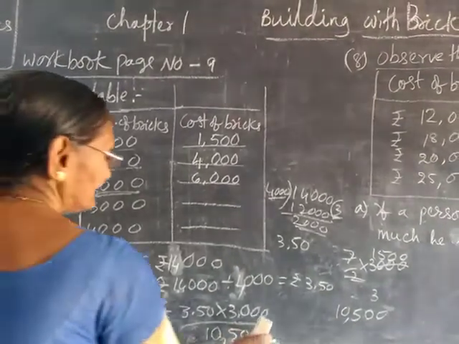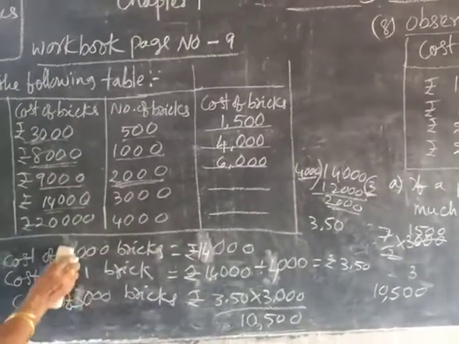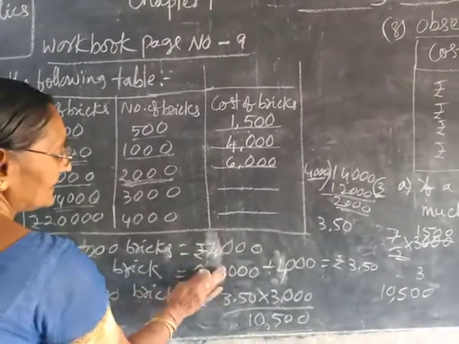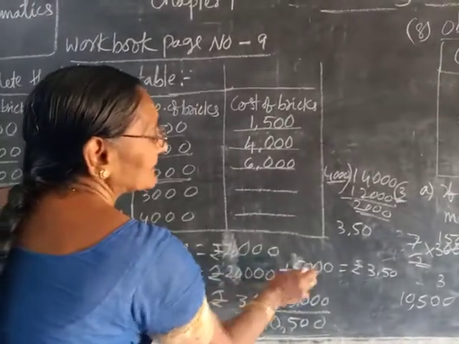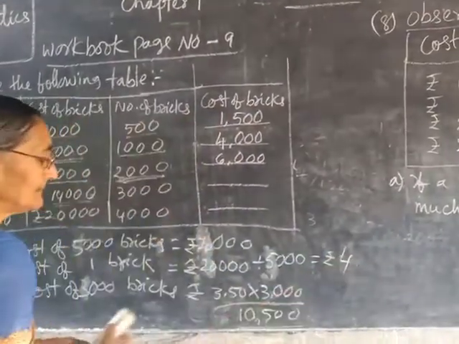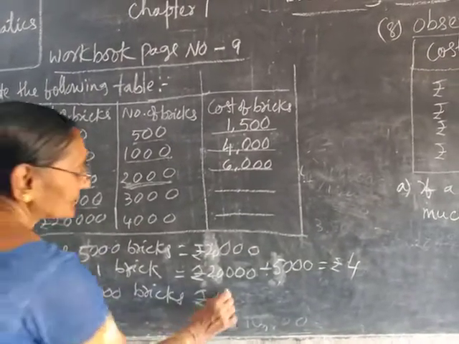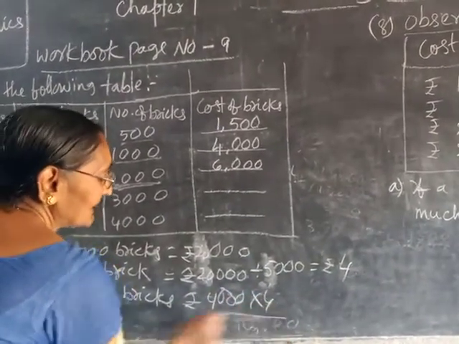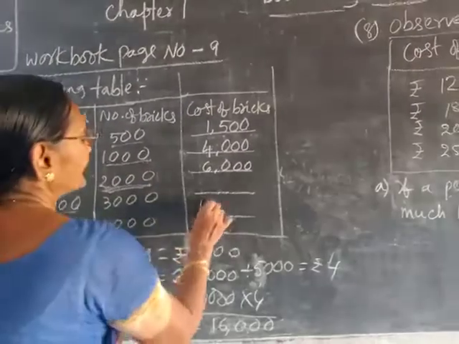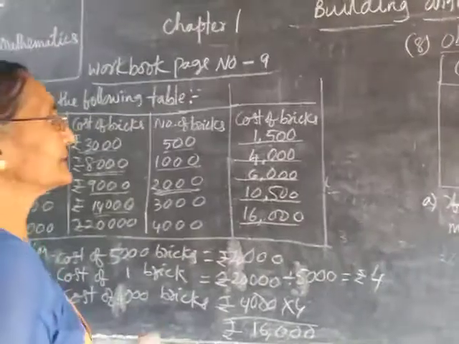Okay? This one. Next, 5,000. You have to do this one. It is easy. Here you write 5,000 and here you write 20,000. Then 1 brick is equal to 20,000 divided by 5,000, which is 4 rupees. Then 4,000 bricks means 4,000 into 4. How much will come? 16,000 rupees. So you have to write 16,000. Here 10,500. Like this you have to complete the table.